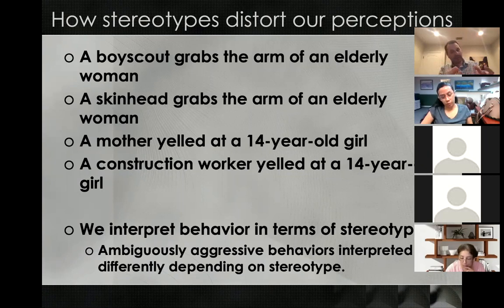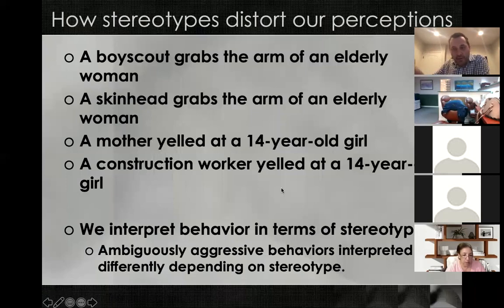And so despite the fact that both of these boys were engaged in the exact same behaviors, when these students were later asked to rate how aggressive these two boys were, they tended to say that the black boy was behaving more aggressively than the white boy. Not because he actually was, because he wasn't, but because their stereotypes that black people are aggressive tended to distort the way that they interpreted that video. They tended to see more aggressive behavior on the part of the black person than the white person.